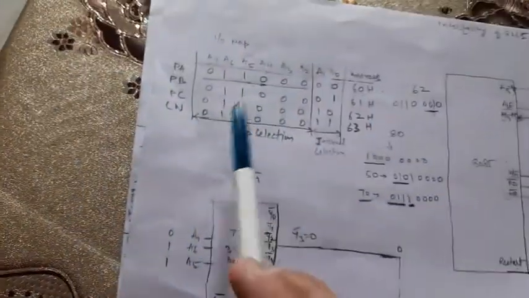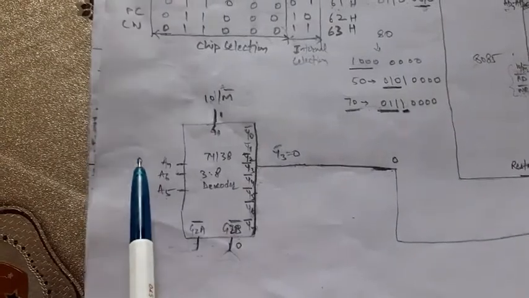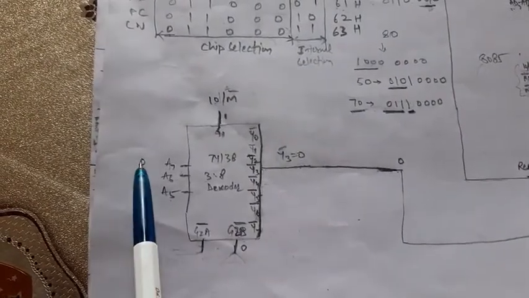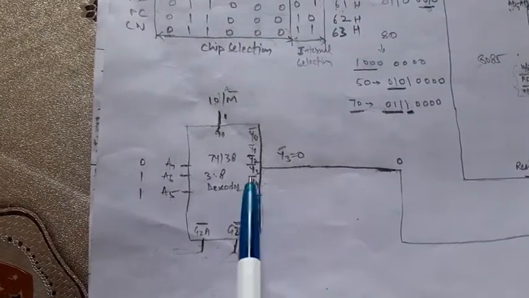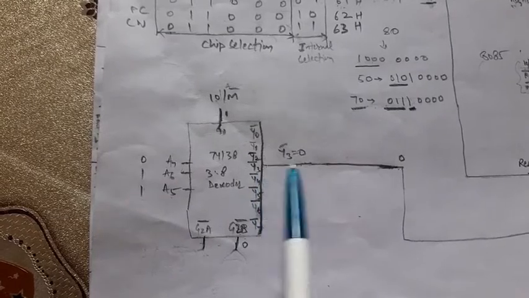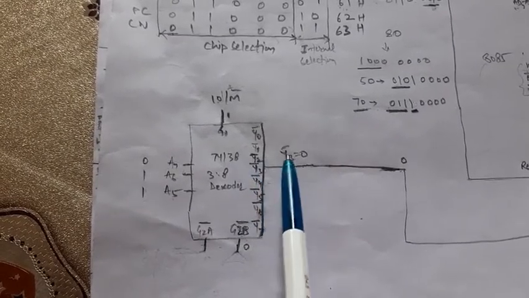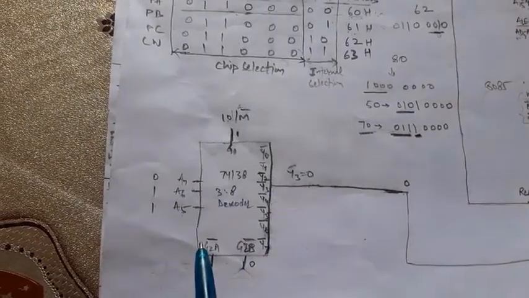So I will take 0, 1, 1. I have taken 0, 1, 1 over here. When I connect 0, 1, 1 over here, what does it mean? It means 3. So Y3 will be selected. When I have provided 0, 1, 1, only the Y3 signal will be selected, and it is an active low signal, so its value should be 0. So Y3 will be selected.